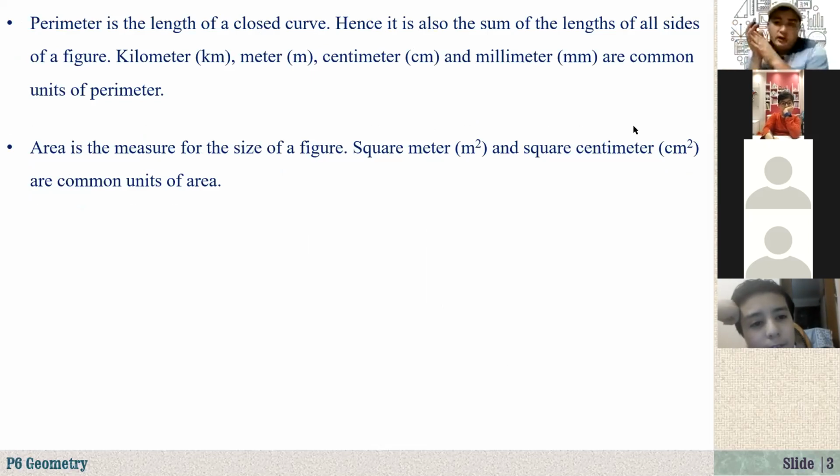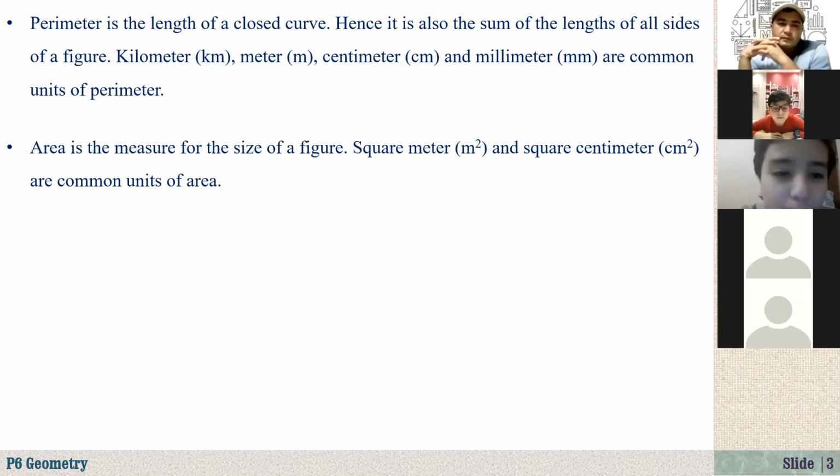Okay, so Aydin, can you read the first paragraph? And Ali Tayyip, get ready, you will read the second one. Perimeter is the length of a closed figure. Hence, it is also the sum of the lengths of all sides of a figure. Kilometer, meter, centimeter, and millimeter are common units of perimeter. Okay, Ali Tayyip. Area is the measure of the size of a figure. Square meter and square centimeter are common units of area. Very good. All right, we have participants.